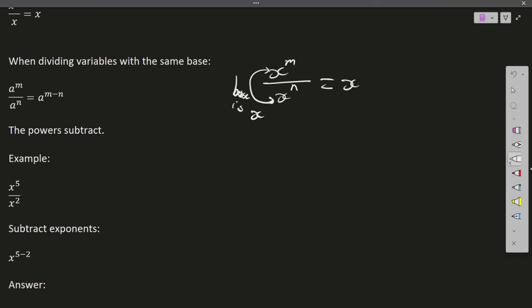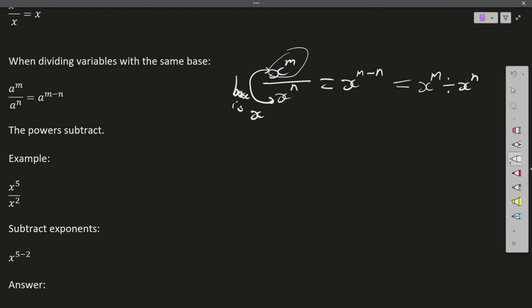So just like how we did it in multiplication, you check your base. If the bases are the same, now they are going to minus each other. So the top number, x to the power of m, minus x to the power of n. This is the same as x to the power of m divided by x to the power of n. All right, I hope you get it.